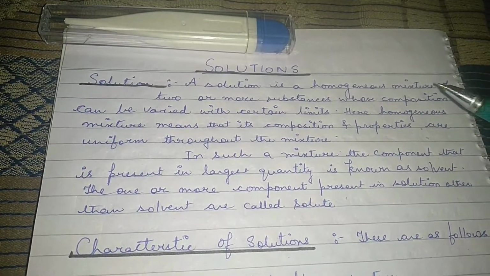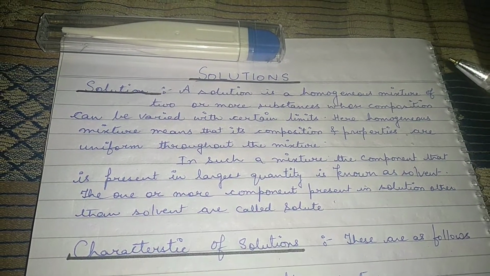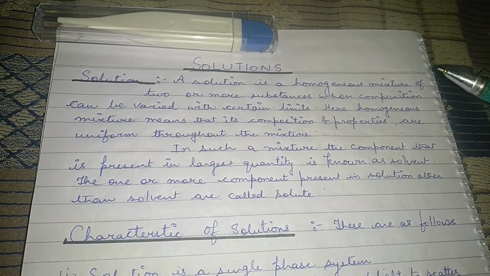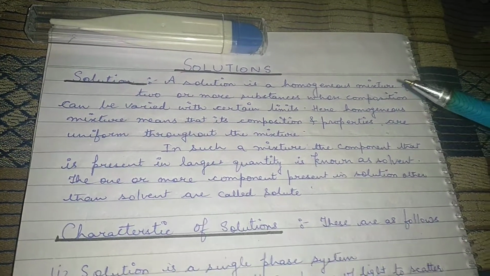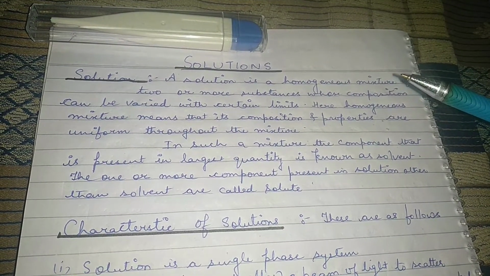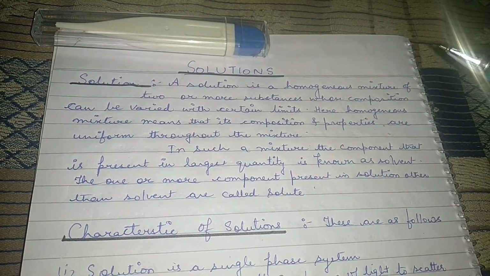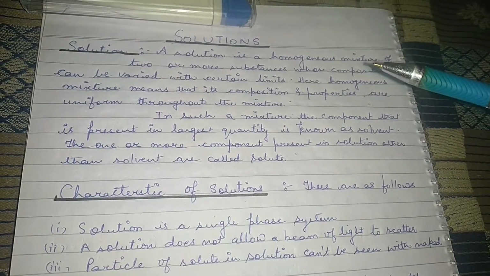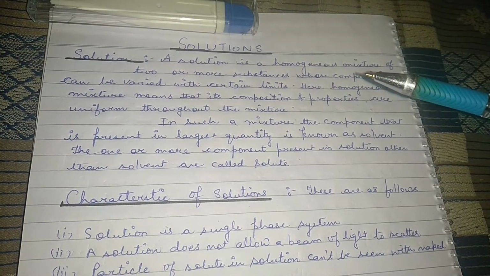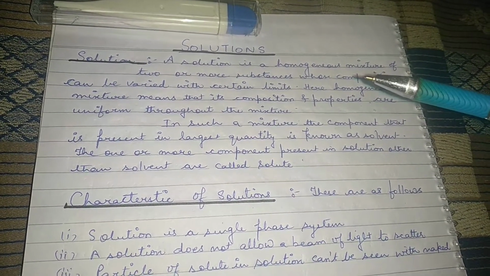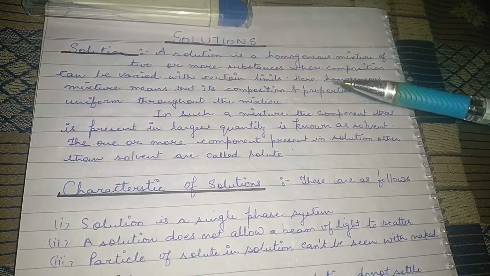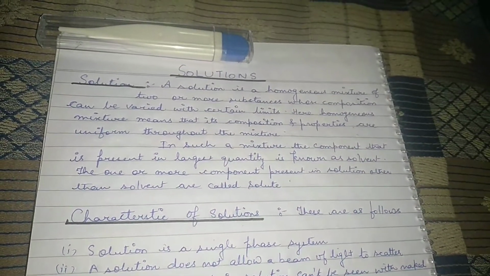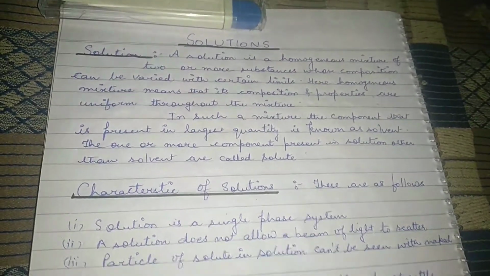So here it is. A solution is a homogeneous mixture of two or more substances whose composition can be varied within certain limits. Here homogeneous mixture means that its composition and properties are uniform throughout the mixture. So for homogeneous, it has to be uniform. The composition has to be uniform. Okay. In such a mixture, the component that is present in largest quantity is known as solvent, and the one or more components present in solution other than solvent are called solute. So this is the definition of a solvent and a solute. Okay. Which is less in quantity is known as solute, and which is largest in quantity is known as solvent.